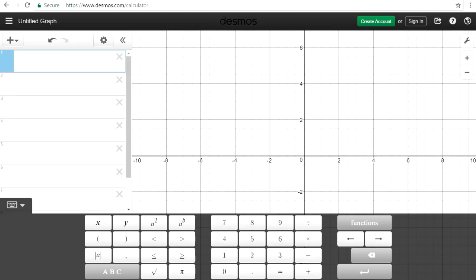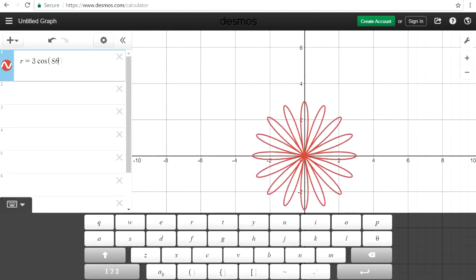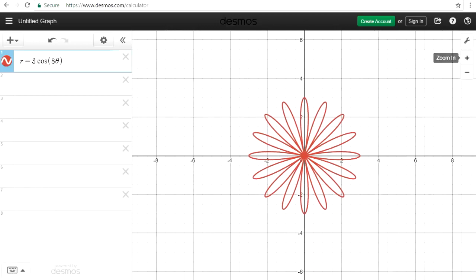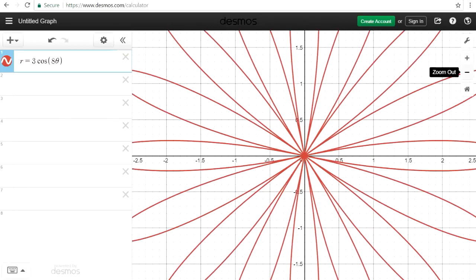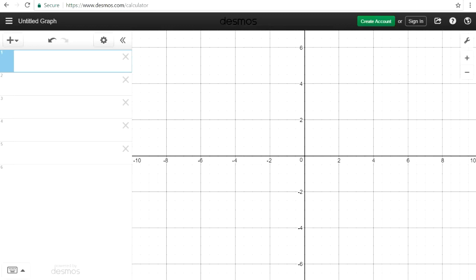Now, there's a lot of other stuff that we can do. We can also get rid of this keyboard. We can hide it. We can zoom into the graph. You can zoom out if you need to. And there's a lot of other calculations that we can do.